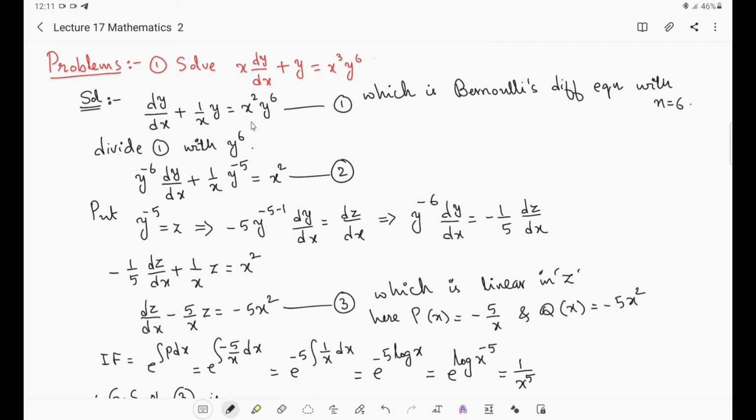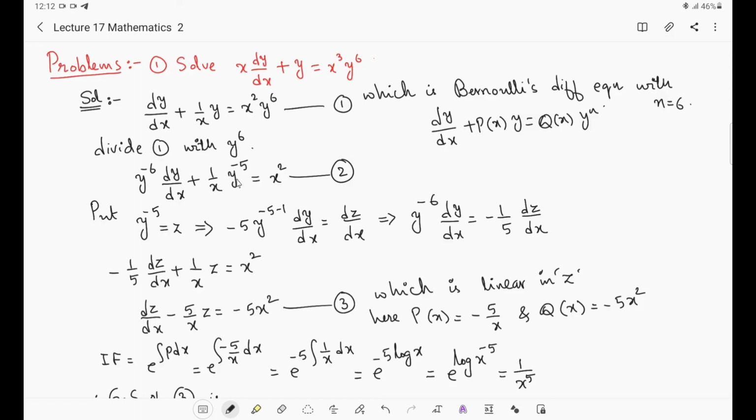Now this equation is of the form dy by dx plus p of x into y equals q of x into y power n, right? This equation is called Bernoulli's equation and the value of n here is 6. In the first step we have to remove this. For that, divide the equation by y power 6, then we will get y power minus 6 dy by dx plus 1 by x, y by y power 6 is nothing but y power minus 5, equals x square, since y power 6 will get cancelled.